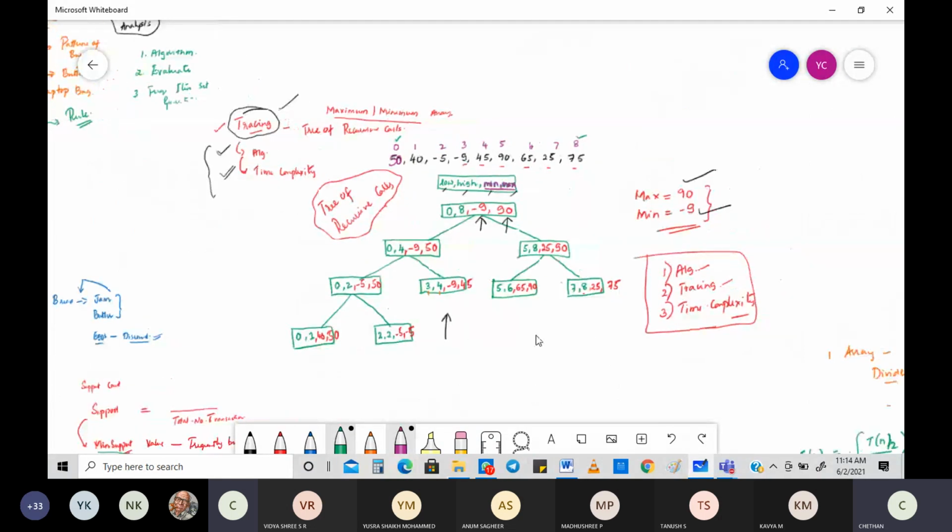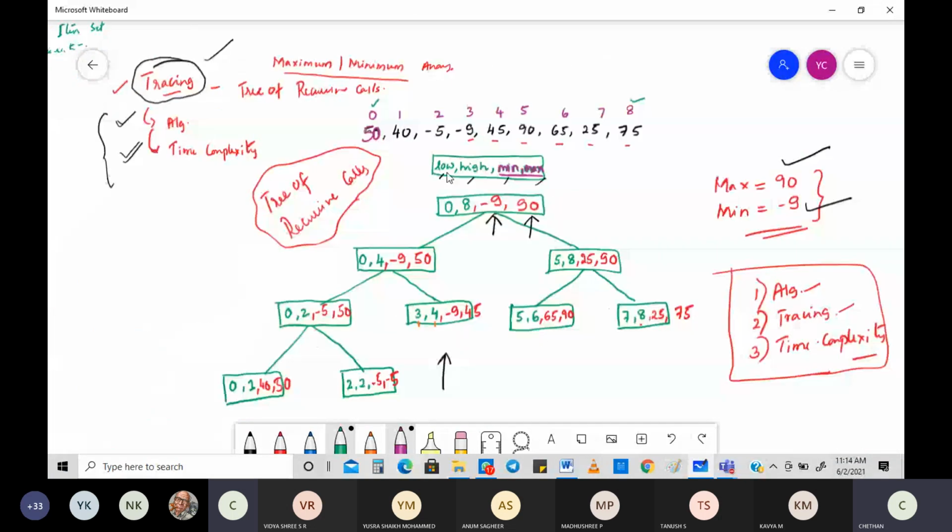Like this, we have been doing it for each and everything. Each and every trace, each and every step, we have done it. Low, high, minimum, maximum. Like that, we have done it for each and everything. And you can see very clearly, you can take this example.